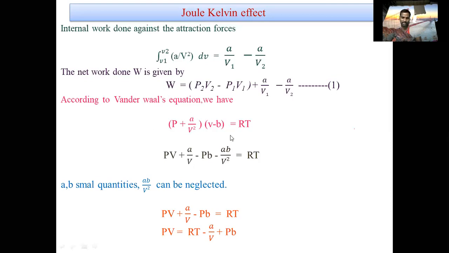After neglecting the term, the equation is rewritten as PV + a/V − Pb = RT. Now PV = RT − a/V + Pb. Now we have to get the PV value, and using this PV value, calculate P1V1 and P2V2.